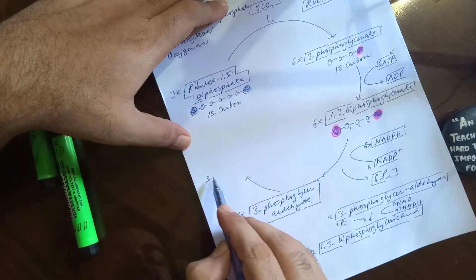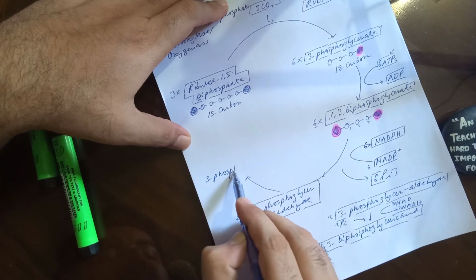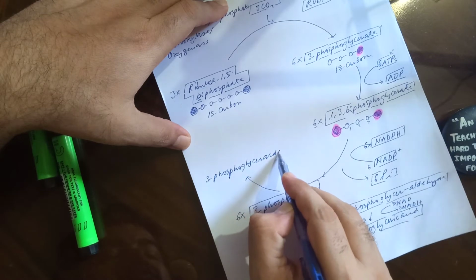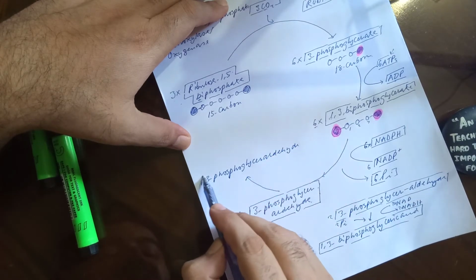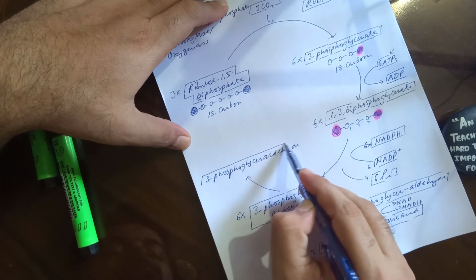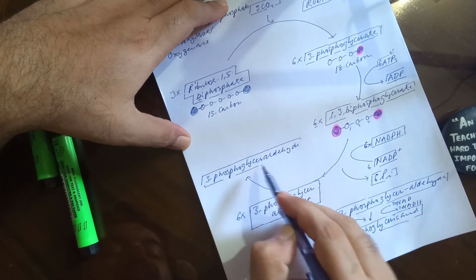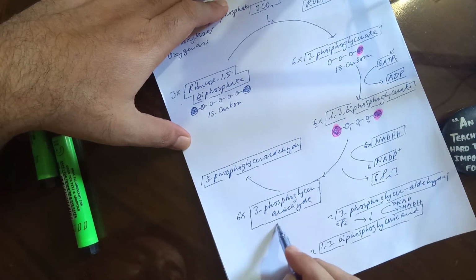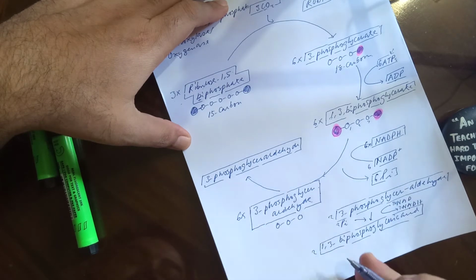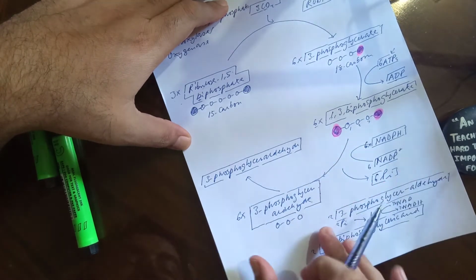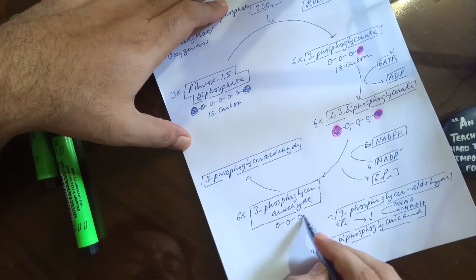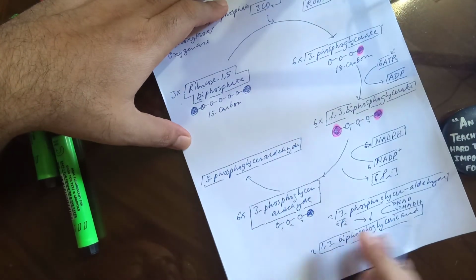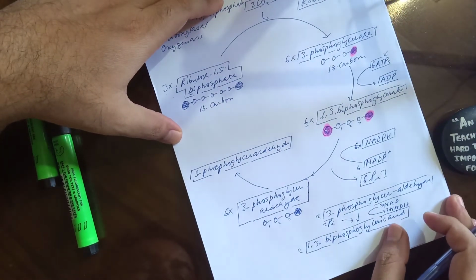So I'll just write again one more time: 3-phosphoglyceraldehyde. What's the change in the number of carbon? No change in the number of carbon. There was no change in the number of carbon moving from 1,3-biphosphoglycerate to 3-phosphoglyceraldehyde. It was again the same 3 carbon in the structure, the same 3 carbon we have here and there. On the third carbon, we have a phosphate group. I hope that makes sense.